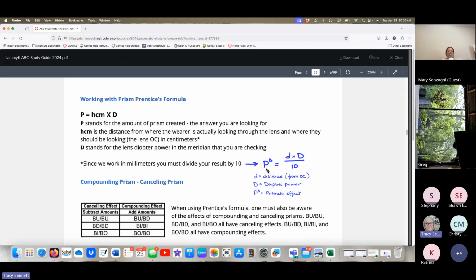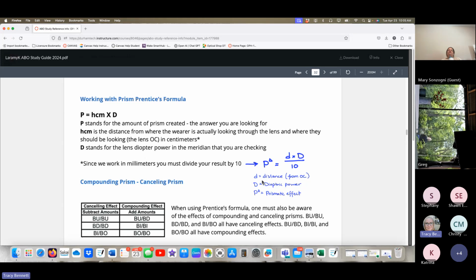And then Prentice's rule, I think everybody is really familiar with that formula, using that to figure out little d times big D. So the distance from the OC, if you want to think about it like that, and the dioptric power will give you the prismatic effect. So just using that. The one thing I want to point out is when you're dealing with the big D, the dioptric power, you want to make sure that you're using the power in the correct meridian, because we talked about that before.